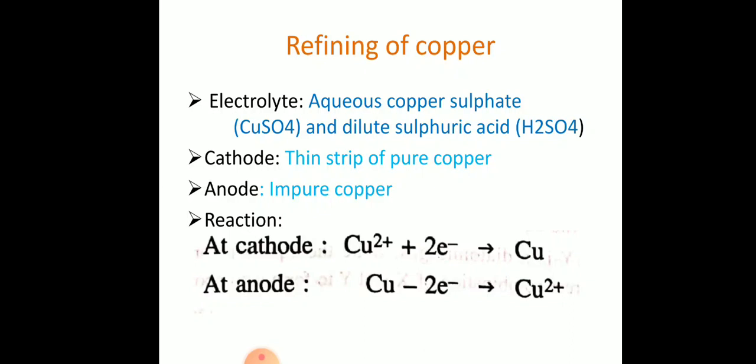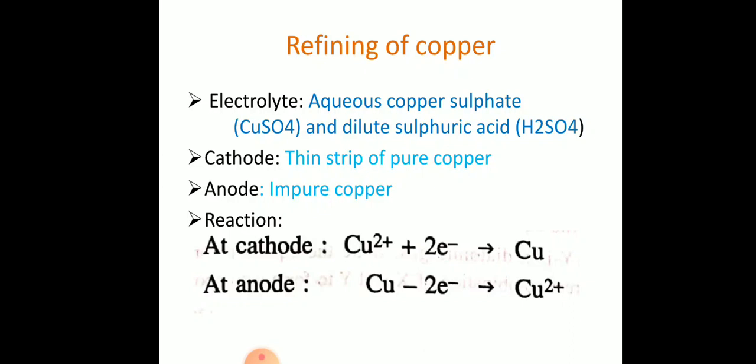SO4 2-. Now, at the cathode, copper ions from the electrolyte solution will take electrons and convert into neutral copper metal that will deposit at the cathode. Whereas at the anode, copper metal loses electrons to form copper ions which will go into the solution.